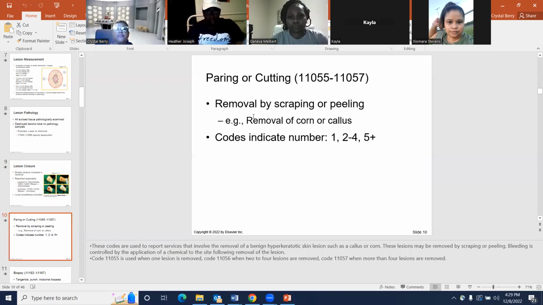Paring or cutting. Removal by scraping or peeling. So paring or cutting, this is the code range, is the removal by scraping or peeling. Examples, removal of corn or callus. And it has codes that indicate number 1, 2 through 4, 5 plus.